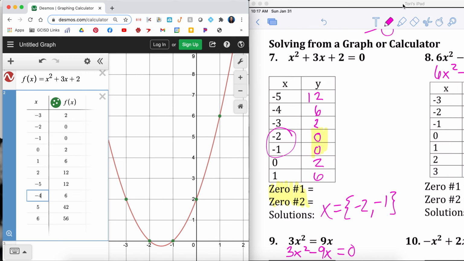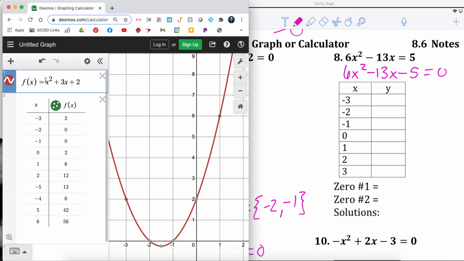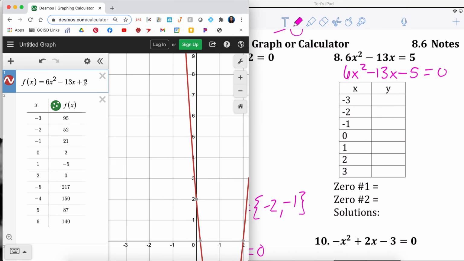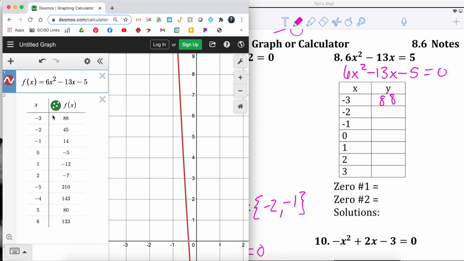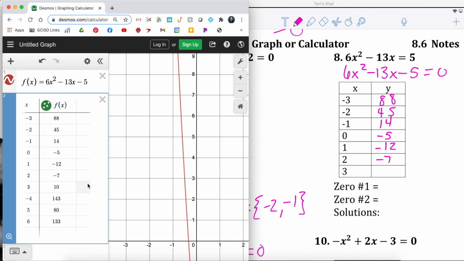All right, I'm going to slide this graph over. I'm going to type in our new equation. So we've got 6x squared. We're going to change this to a minus 13 and a minus 5. All right, I already have negative 3 on here, so we're going 88, 45, 14, negative 5, negative 12, negative 7. But notice that I don't want to write down this number because I need it to go back to a 3 so I can use it. So 3 actually goes to 10.